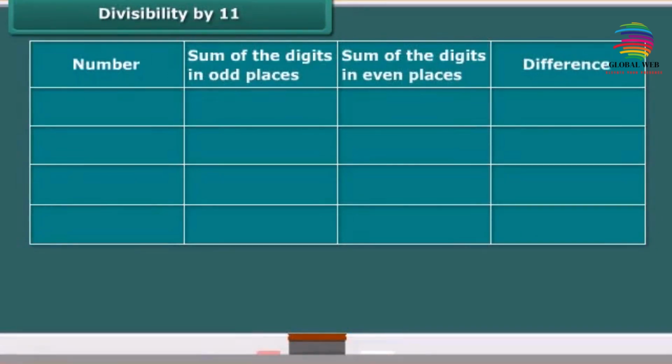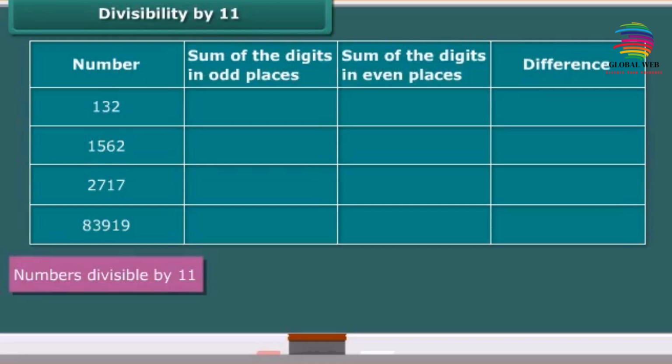Consider the numbers 132, 1562, 2717 and 83,919. All these numbers are divisible by 11, as can be checked by the direct division method.